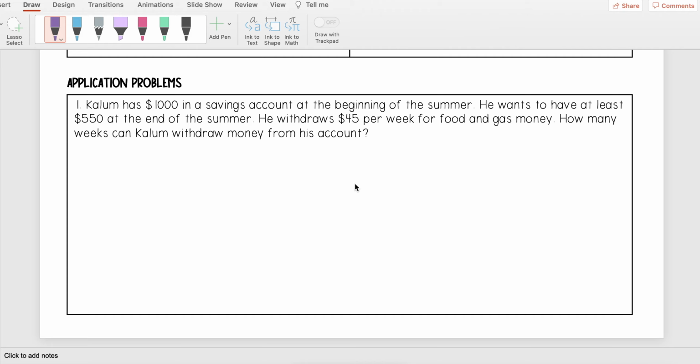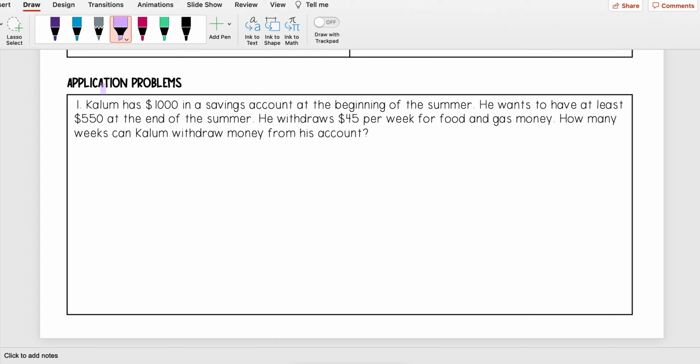In this video, we're going to be looking at some application problems that involve inequalities. So this first one says that Callum has $1,000 in a savings account at the beginning of summer. He wants to have at least $550 at the end of summer. He withdraws $45 per week for food and gas money. How many weeks can Callum withdraw money from his account?